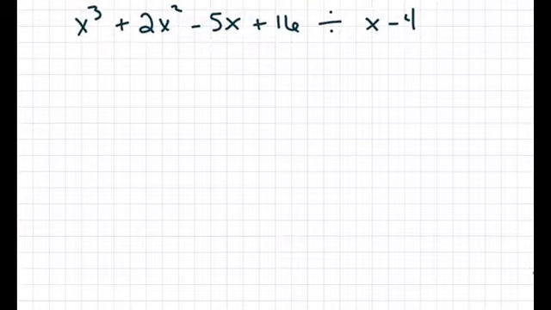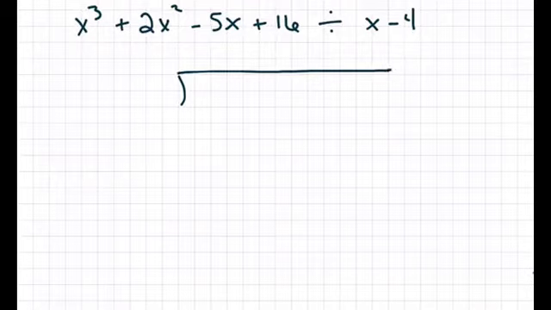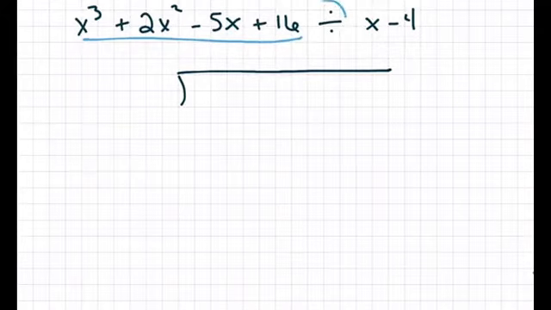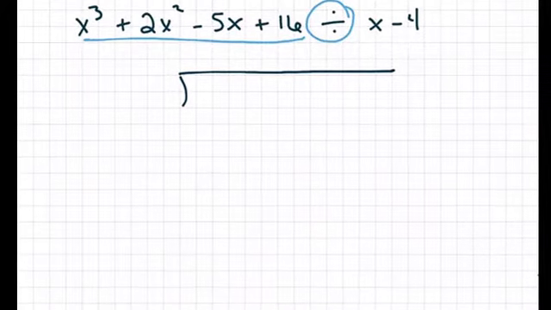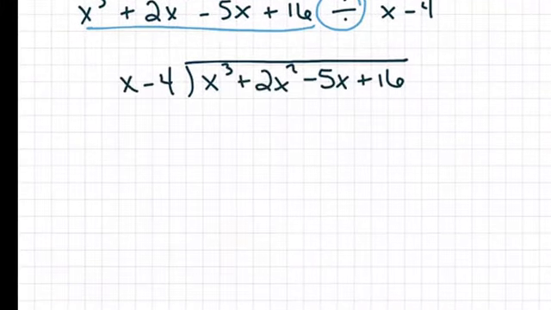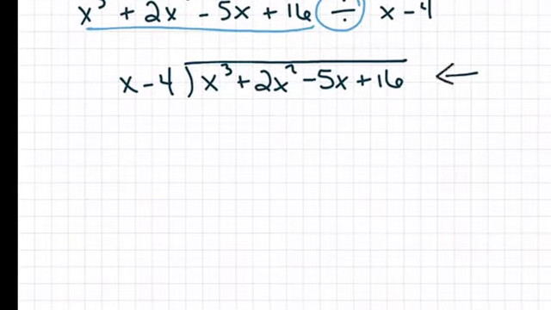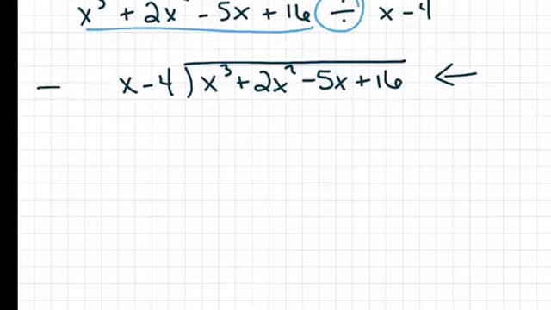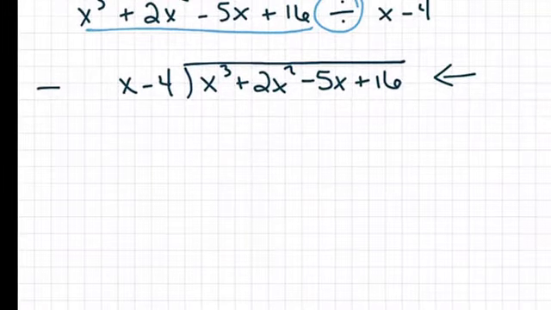So let's go ahead and put this into our box. Now, what goes inside the division box? It's going to be the first term in front of the symbol. So let's put our dividend and our divisor in. All right, here we go. So I have my dividend underneath here, and I have my divisor outside.